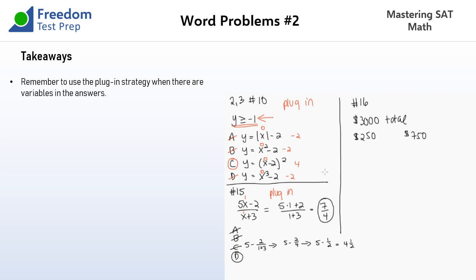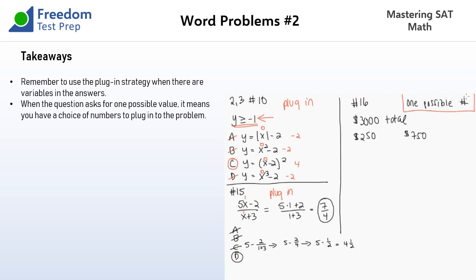of $250 bonuses awarded? Now, keep in mind when they say one possible number or value, something like this, that means there are several possible values. So that means that you have some choices in the way that you do the problem. You're going to have to make some decisions. So let's start with the $750. And you can choose, we have one $750 award or two.